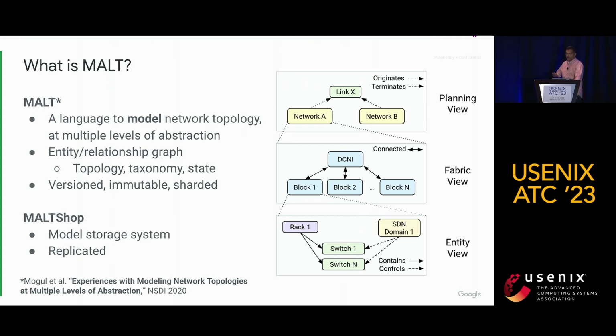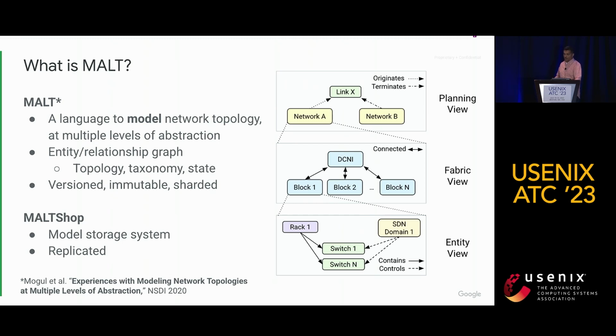These models are versioned, immutable, and sharded. A consistent collection of models for a given snapshot in time is called a model set. These models reflect intended network topology. Online control systems, like our SDN controllers, stitch these intended views with discovered real-time reality and alert if any mismatches are seen.